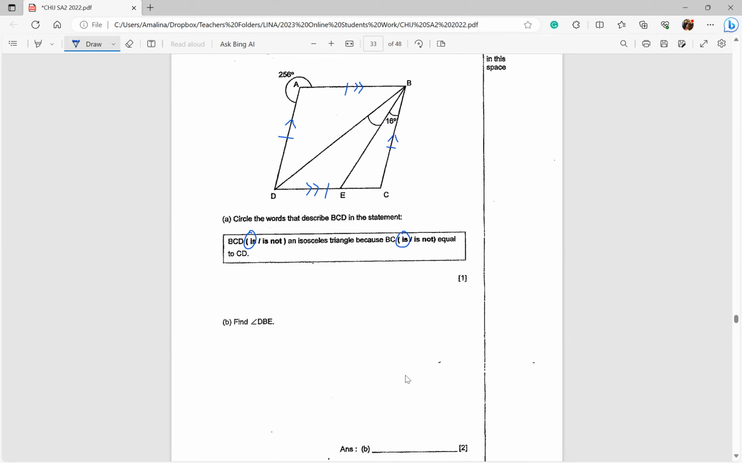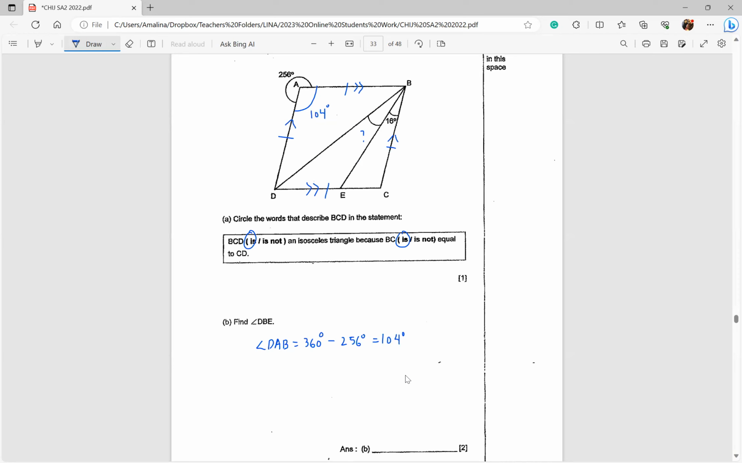So how do I find this angle here? So let's find angle DAB first. Okay, angle DAB equals to your 360, angles at a point, minus your 256. So I subtract this, I get 104 degrees. This is my 104.